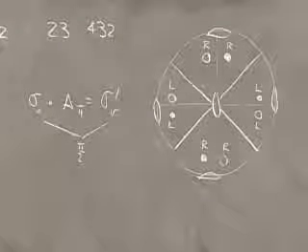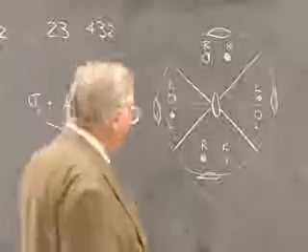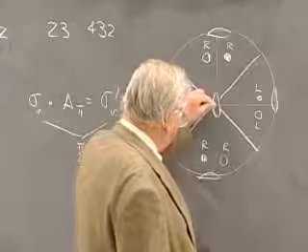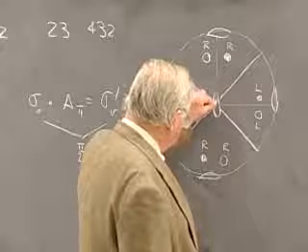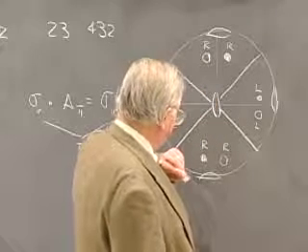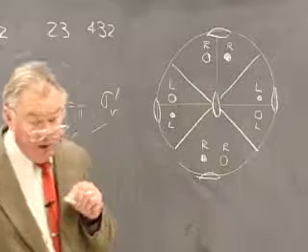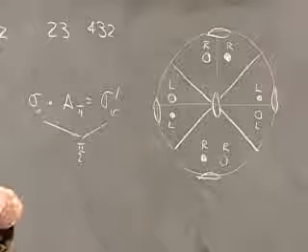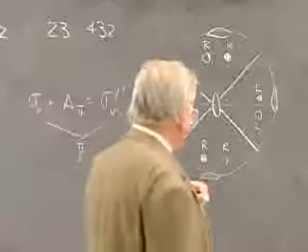Is there an inversion center in this pattern? The answer is no, because there is no mirror plane that is perpendicular to a 2-fold axis. So this point group has no inversion in it. It's said to be acentric, without an inversion center.